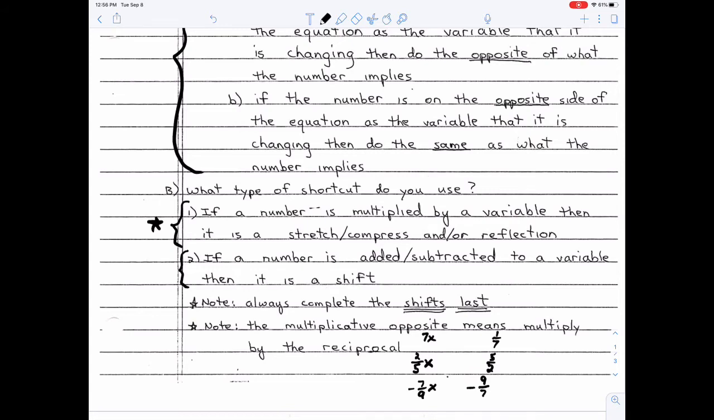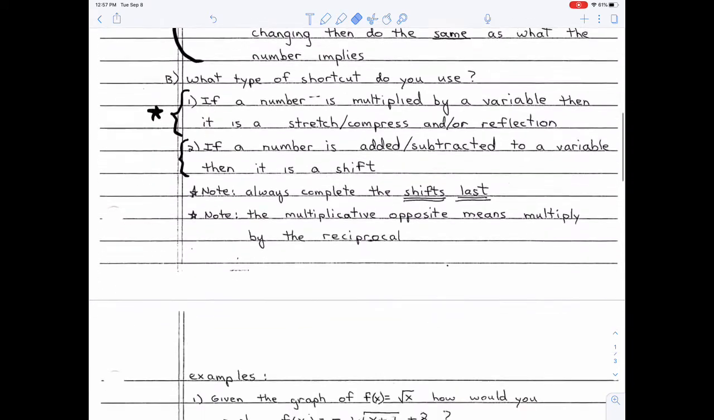Okay? So the thing I just want to get across is, what does the multiplicative opposite mean? It means you multiply by the reciprocal. You don't change the sign. And again, if that doesn't make a whole lot of sense right now, that's probably okay. Just remember, the multiplicative opposite has nothing to do with the sign. Okay, so let's start taking a look at examples.